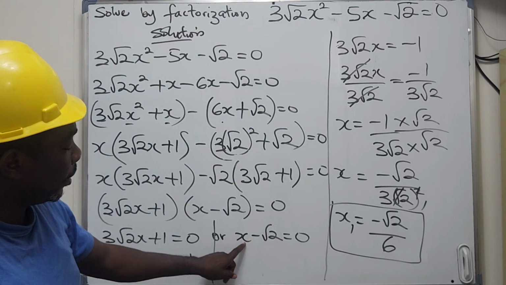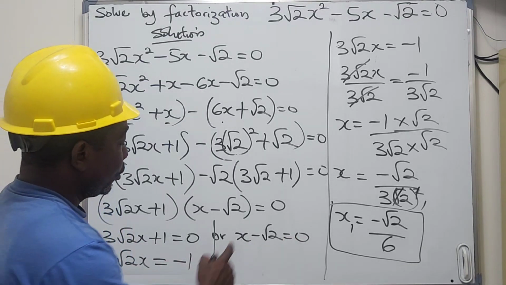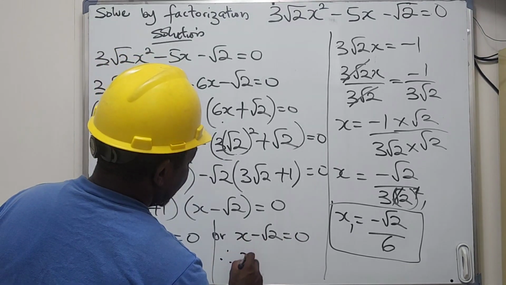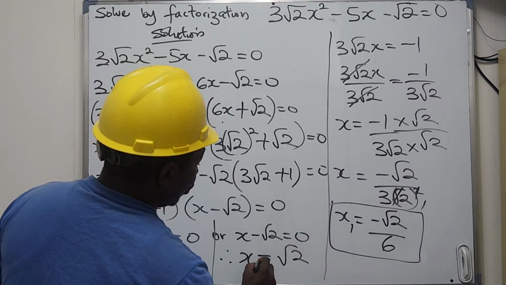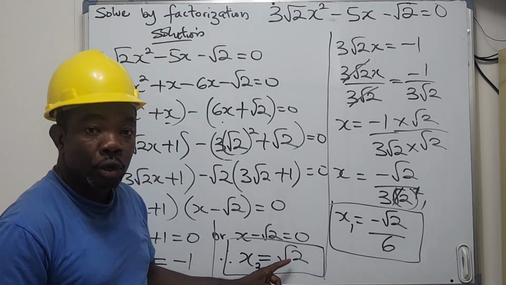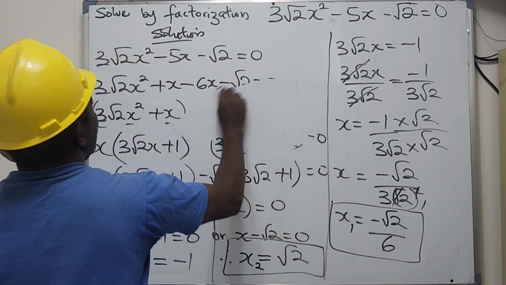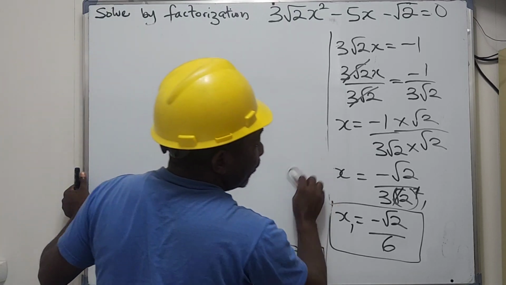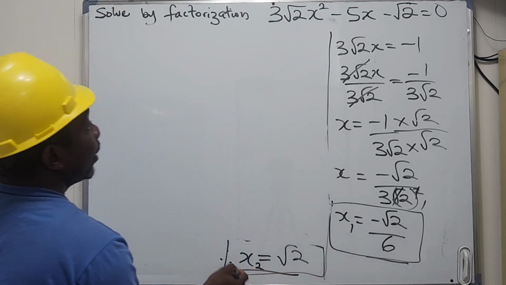And on this other side, we say that x minus root 2 equals to 0. So therefore, our x, when this transposes into this other side, becomes root 2. So this is the second value of x that we have, x equals to root 2. We can do a little check to see whether these two values of x will satisfy this equation. So our x1 and x2 are here.